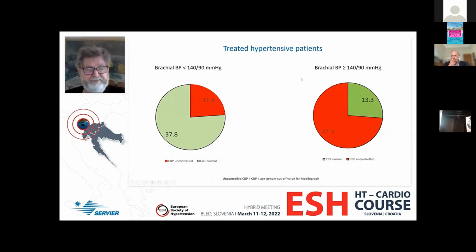Now let's go to treated hypertensive patients. Here you can see in the group of controlled hypertensive patients, those whose brachial blood pressure was below 140/90, 12% had uncontrolled central blood pressure. In the group of hypertensive patients who did not achieve blood pressure control, whose brachial blood pressure was above 140/90, you can see here 37% also had uncontrolled central blood pressure. So the question is, should we consider central blood pressure when tailoring therapy? Should we continue or introduce antihypertensive drugs, or should we treat more aggressively?